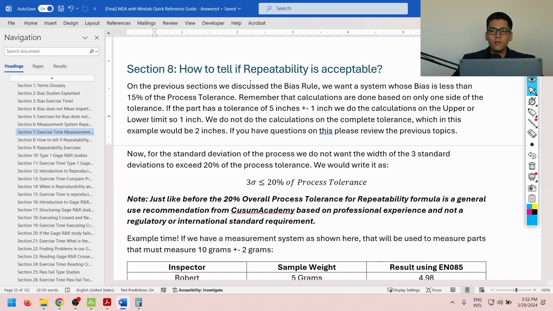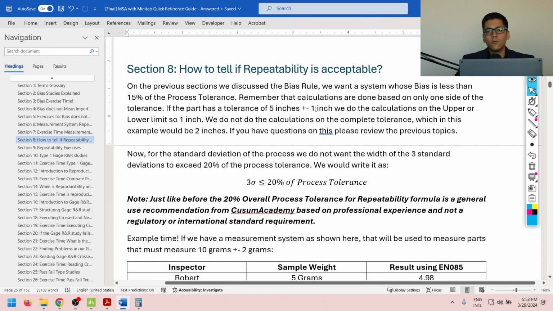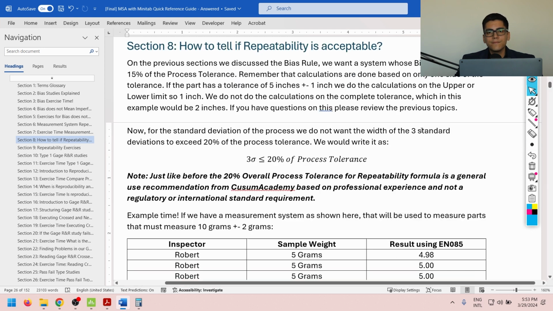If the part has a tolerance of 5 inches plus minus 1 inch, we do the calculation on the upper or lower limit, so it's still 1 inch. We do not do the calculation on the complete tolerance, which in this example would be 2 inches. If you have questions on this, please review the previous topics.